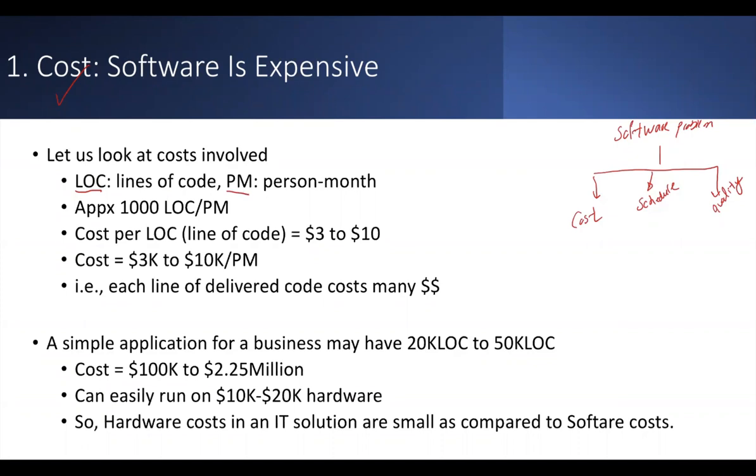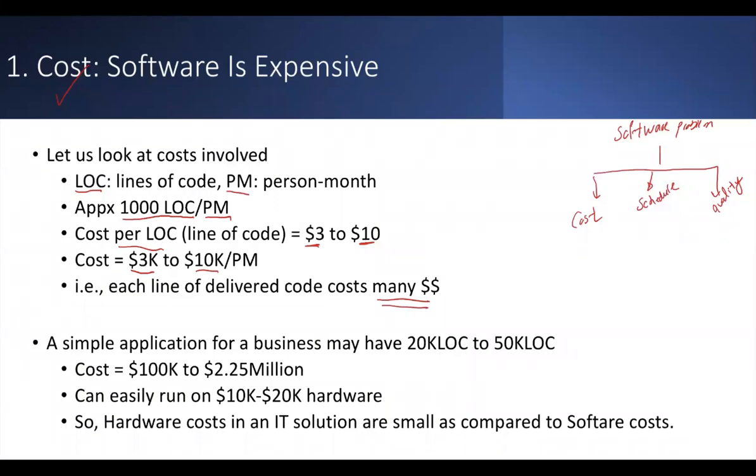The standard is normally that we are looking for assigning 1,000 lines of code per person per month. If we assume that per line of code we are paying $3 to $10, then roughly software costs will range from $3,000 to $10,000 per person per month. That means each line of the delivered code will actually cost a lot.